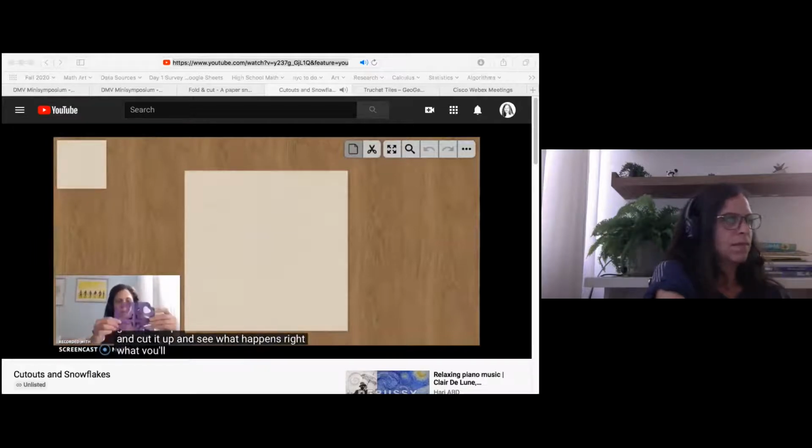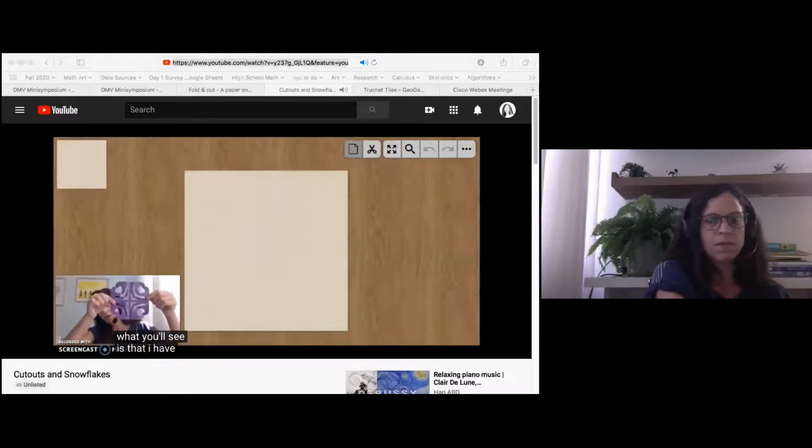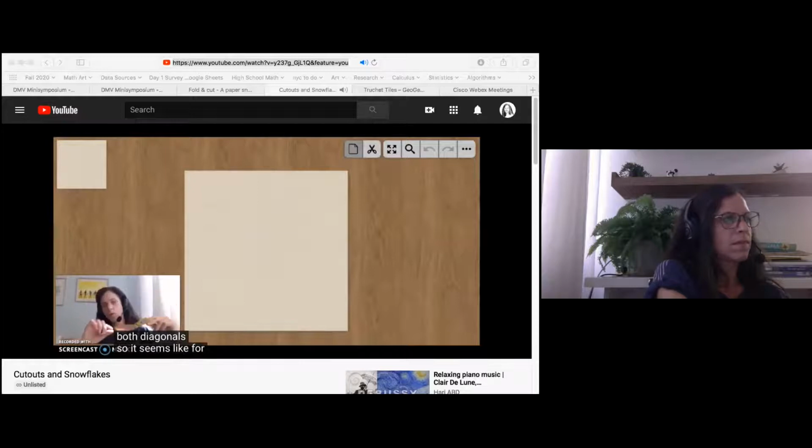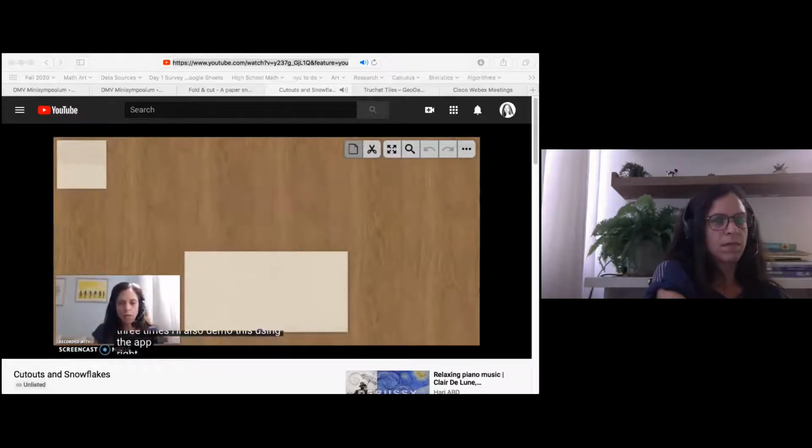Right, what you'll see is that I have 4 lines of symmetry, along the vertical, horizontal, and then both diagonals. So it seems like for a D4, we would need to fold 3 times. I'll also demo this using the app right in front of you.